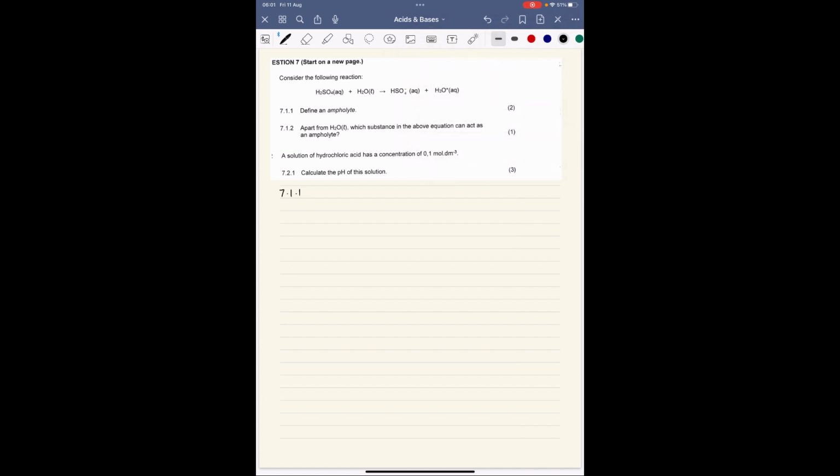We know an ampholyte to be something or a species that can act both as an acid or base. We'll say it's a substance, so a substance that can act as an acid or base. This is the formal definition.